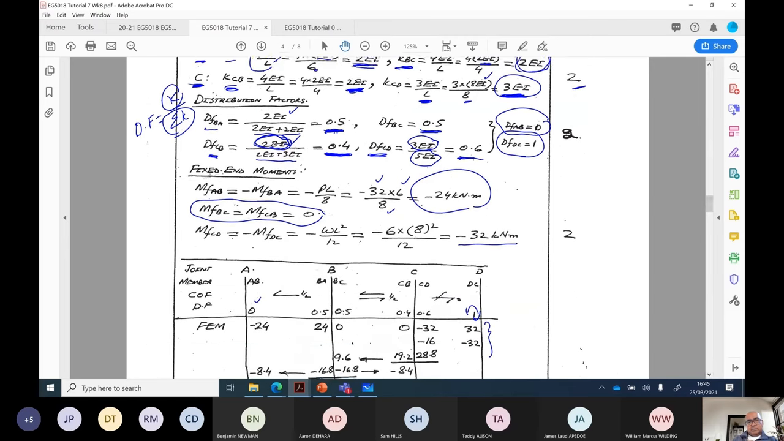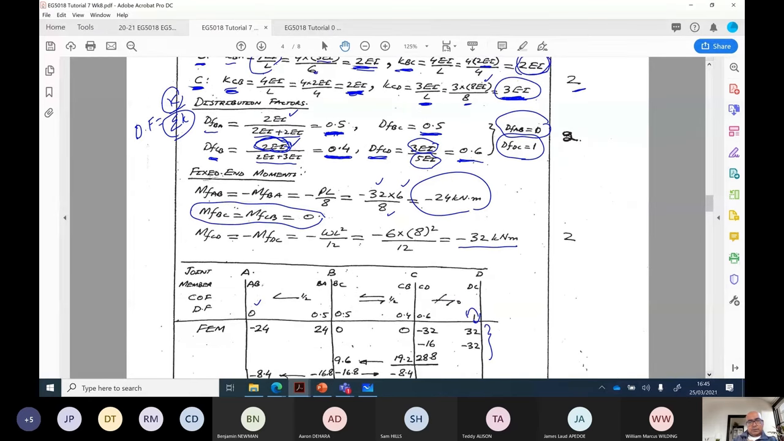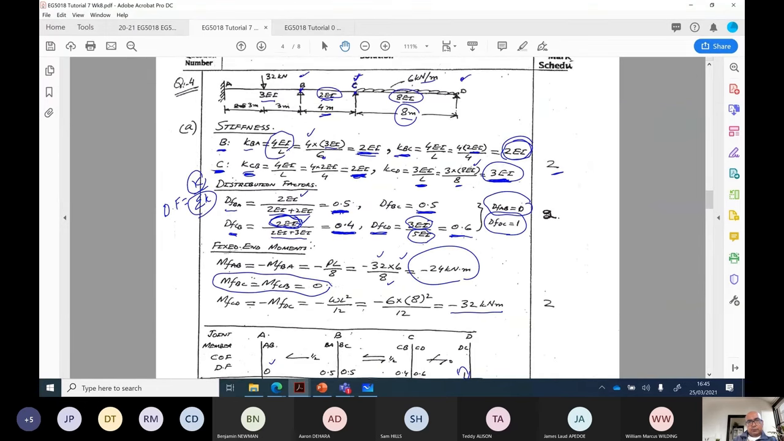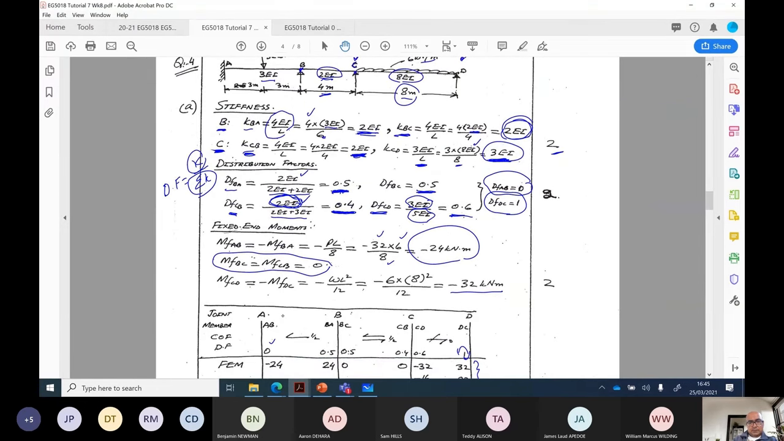Now we have to set up the joints first of all. So joints are 4. In this case, we have 4 joints, A, B, C, D. So first set up the joints, and then see which members are connected to these joints. Now with A, I just have one member, AB. With B, I have BA and BC. With C, I have CB and CD. With D, I have DC.